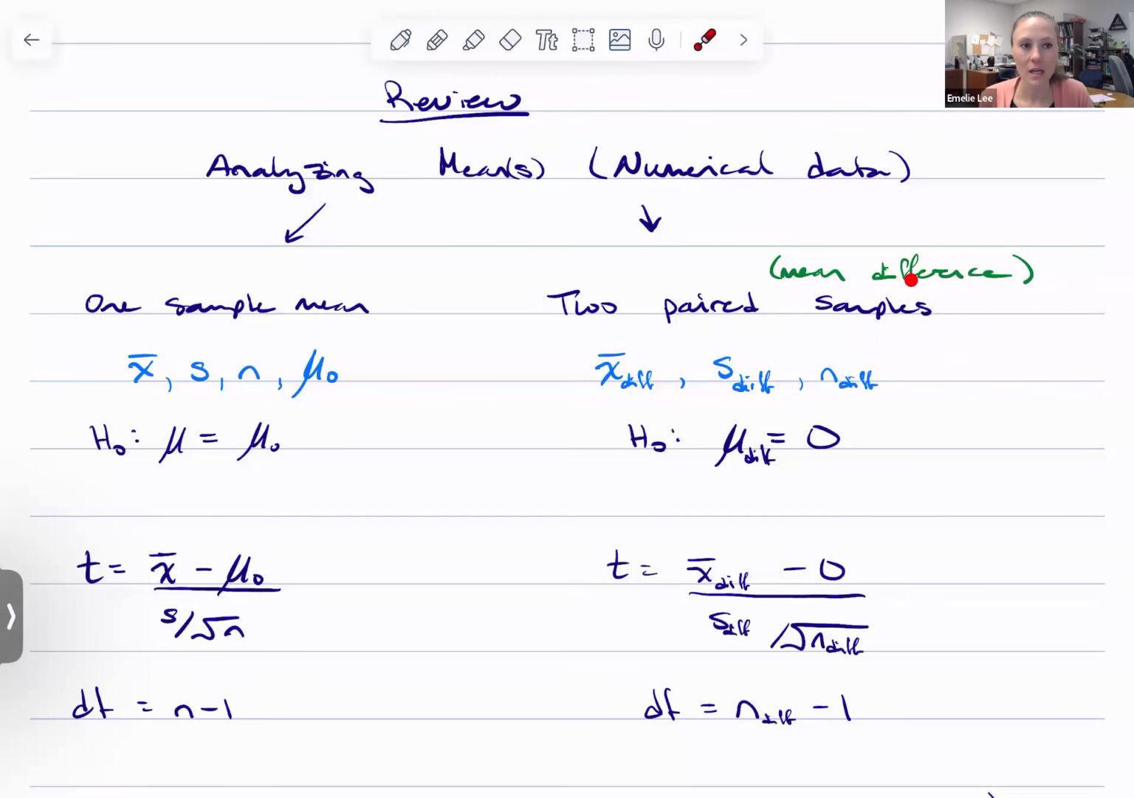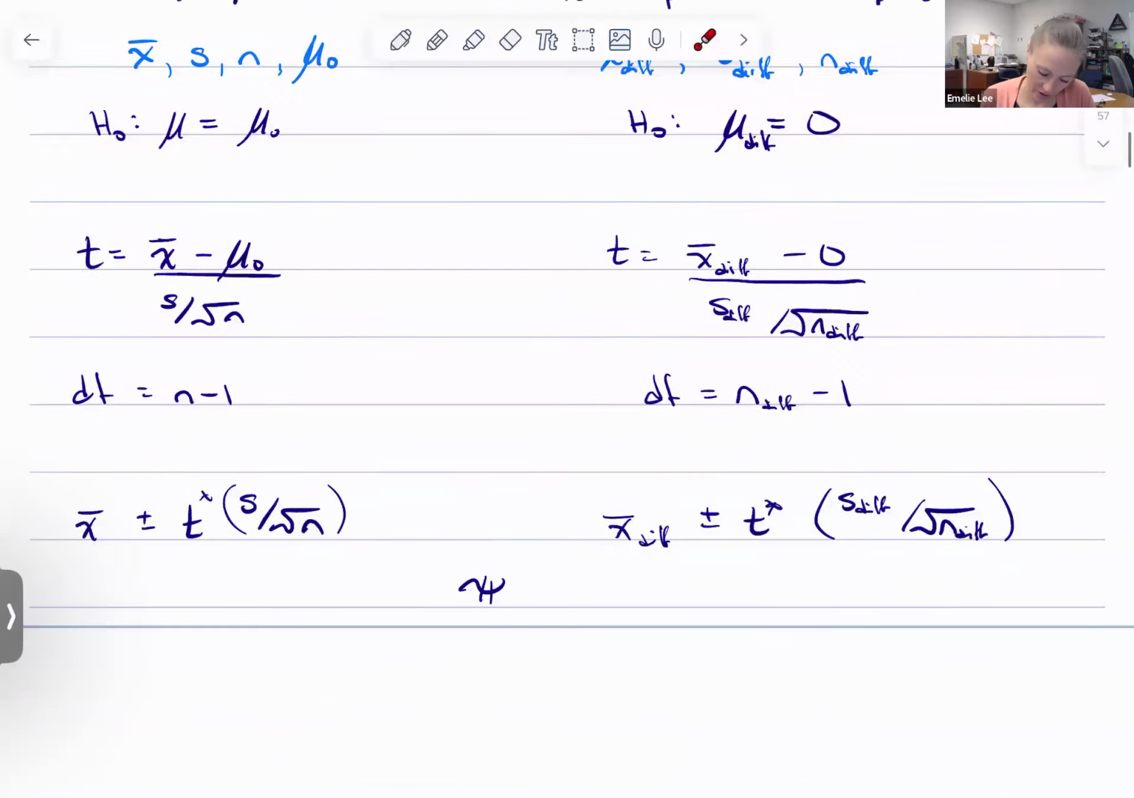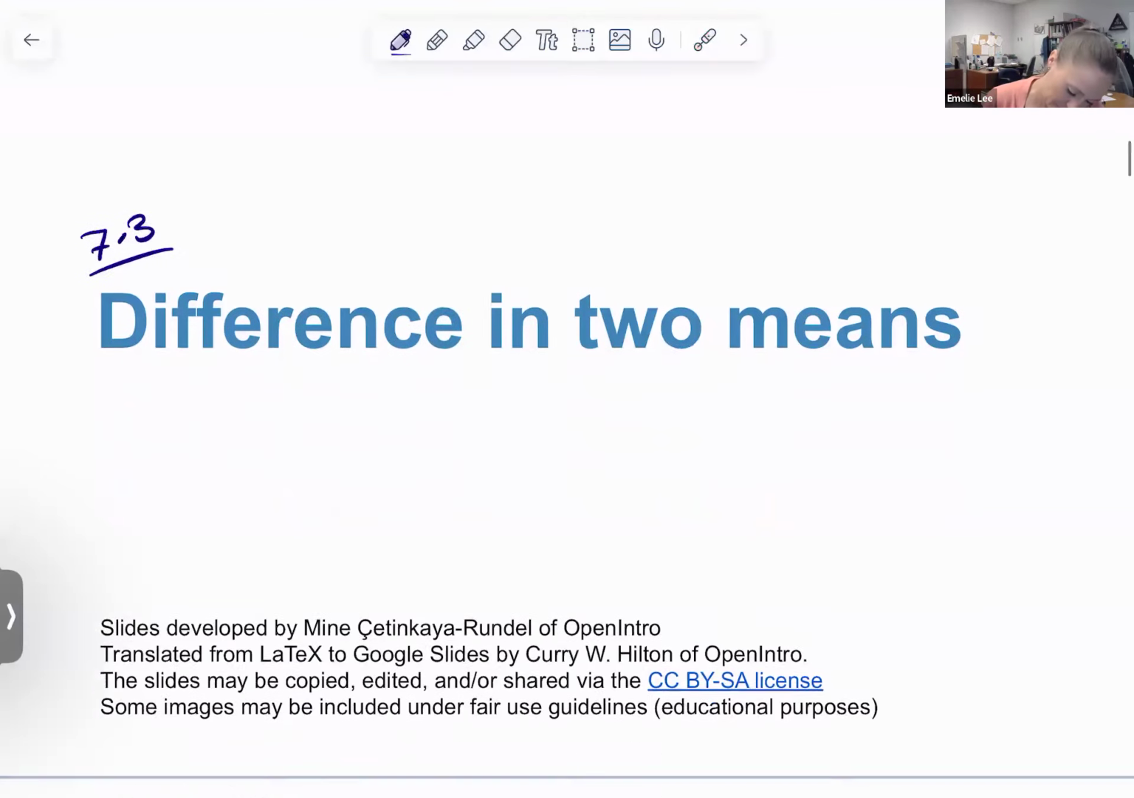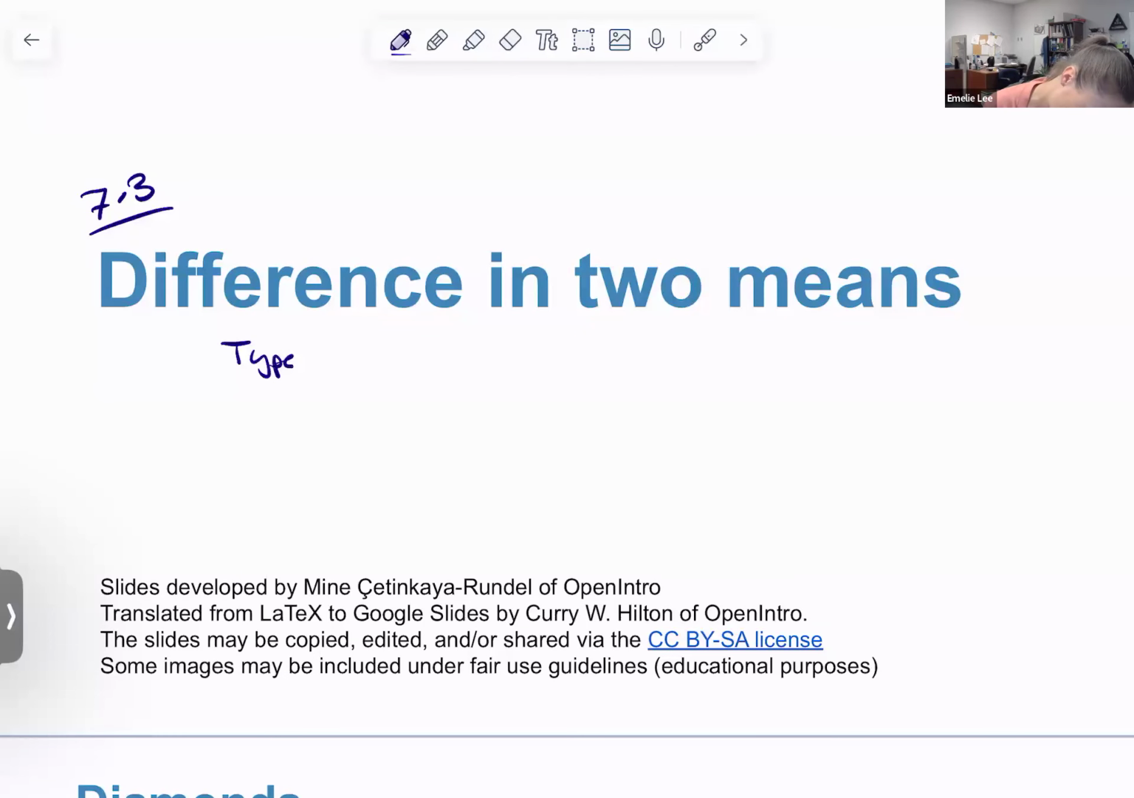Okay, so today we're going to introduce the difference in two means. So now I have two independent sample means. And so in terms of the type, I'm going to call it two independent sample means.